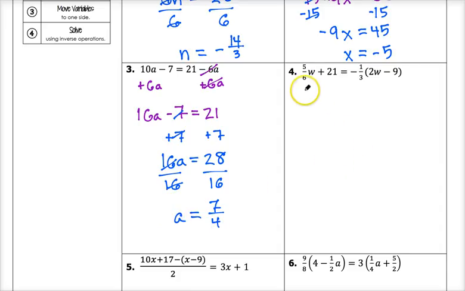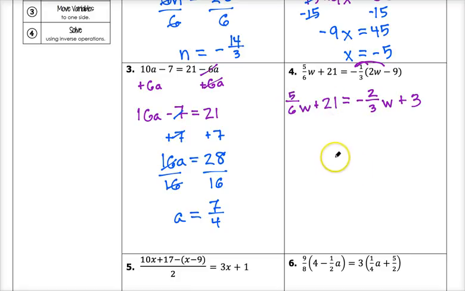Number 4, we have some fractions in this problem. 5/6 w plus 21 equals negative 1/3 times the quantity 2w minus 9. I see that I can distribute on the right side my negative 1/3. So that will give me negative 2/3 w, and then plus 1/3 times 9 is 3. The left side will stay the same.